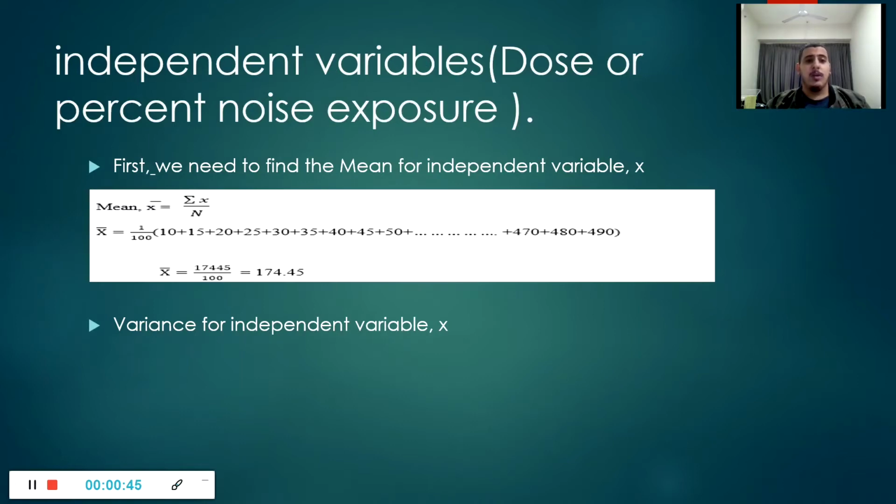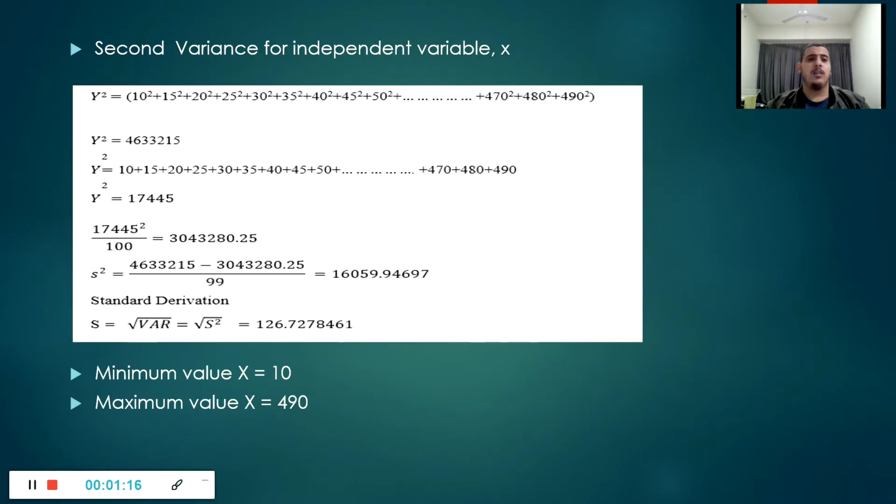Mean equals the total of the data over the total number of data, so we have to sum all the values for x and divide it by the number of data. We will get 174.45 as the mean. Then second, we have to find the variance for the independent variable x.